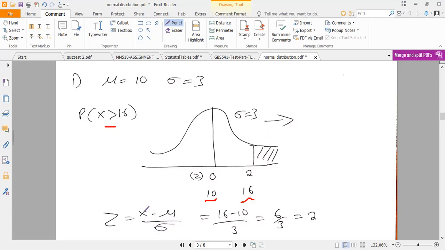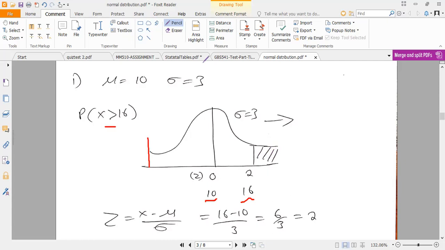So how do we standardize? X minus mu over standard deviation. 16 minus 10 divided by 3, which is 6 over 3, which is 2. So this 16 is equivalent to 2. This 10 is always equal to 0. The area from here up to here is the reading we're going to get, but we're interested in the reading on the shaded region.